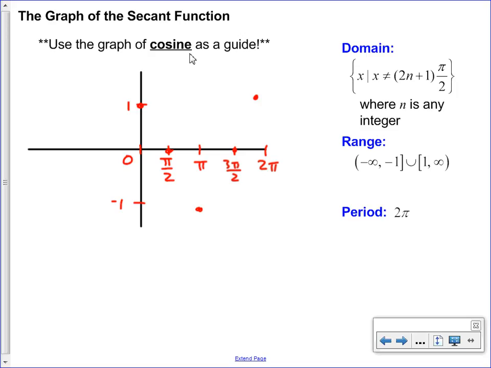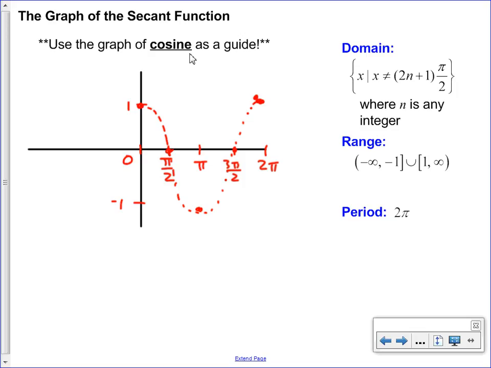With your colored pencil, we're going to create the ghost function. Since it's a ghost function, it's not actually there. So instead of a solid line, we're going to use a dotted line. So make a dotted version of cosine, like that. Ooh, it's a ghost. Got it? Excellent.